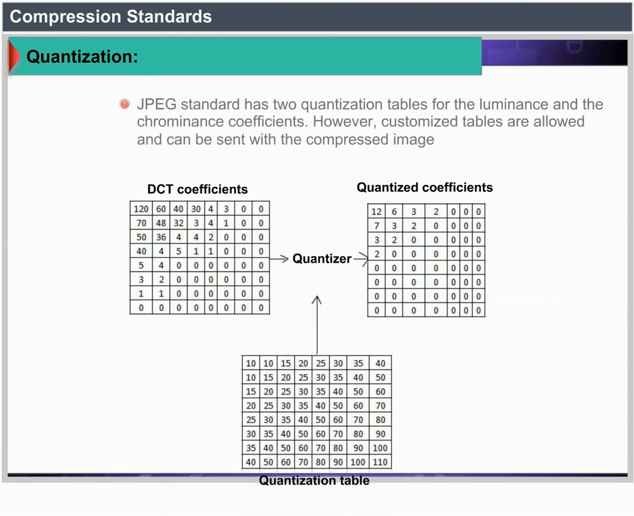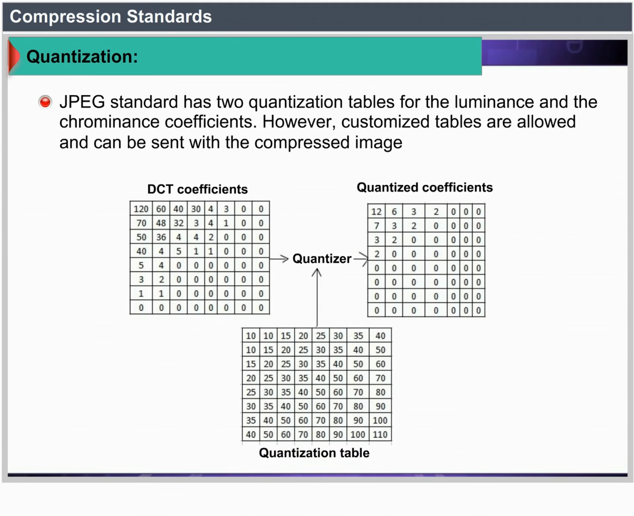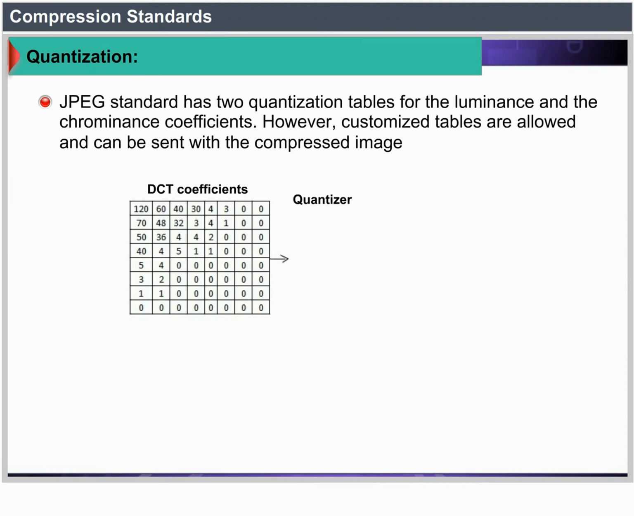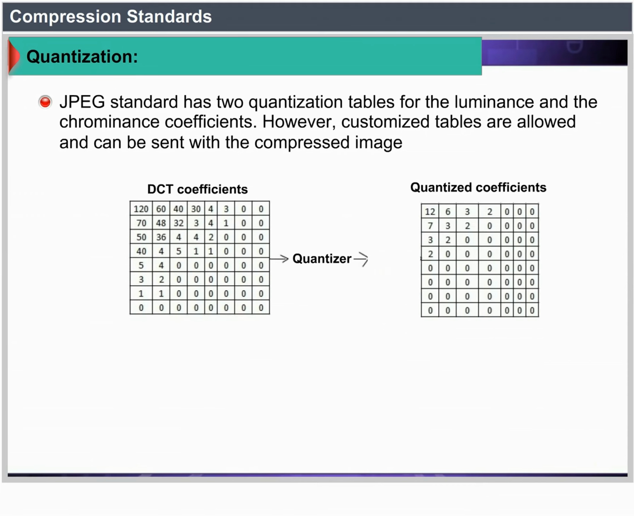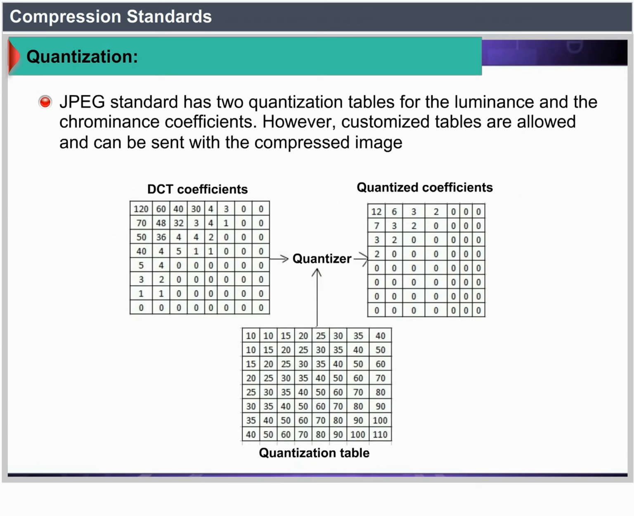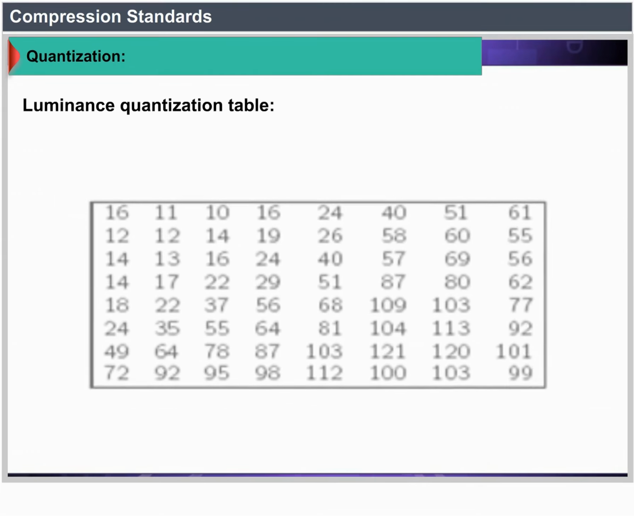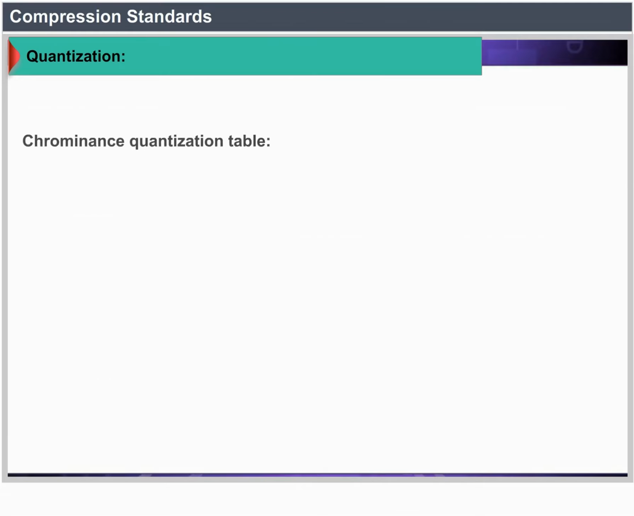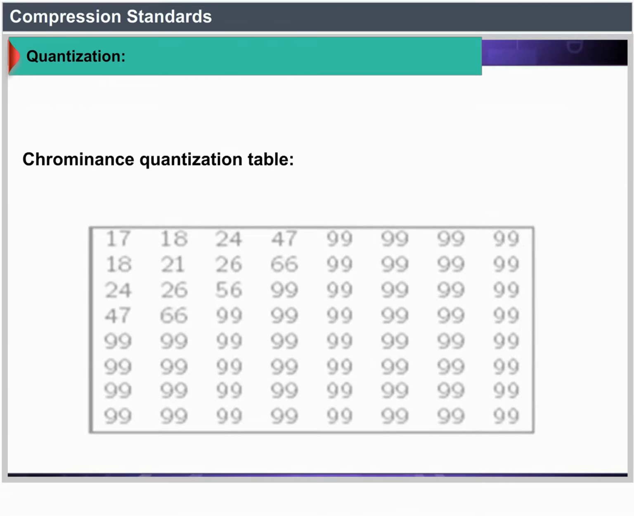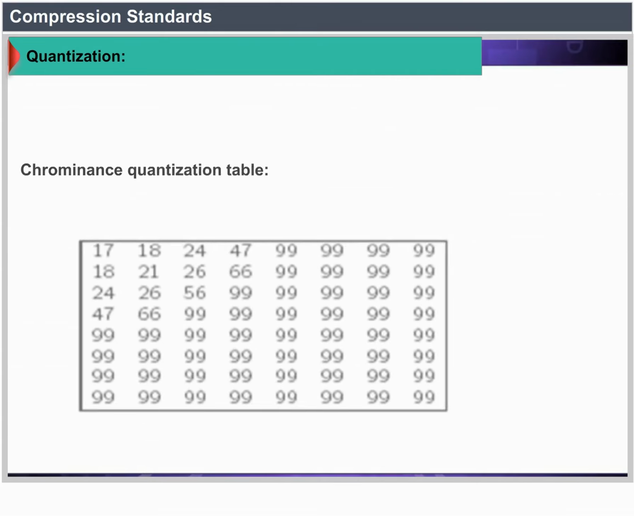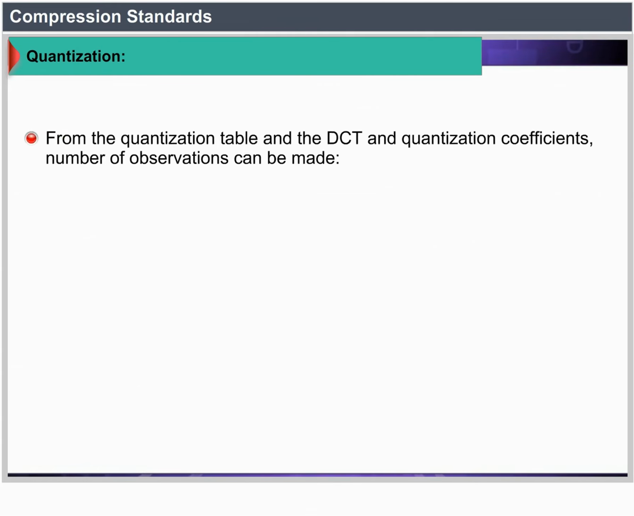The JPEG standard has two quantization tables for the luminance and the chrominance coefficients. However, customized tables are allowed and can be sent with the compressed image. The luminance quantization table can now be seen on the screen, followed by the chrominance quantization table. From the quantization table and the DCT and quantization coefficients, a number of observations can be made.